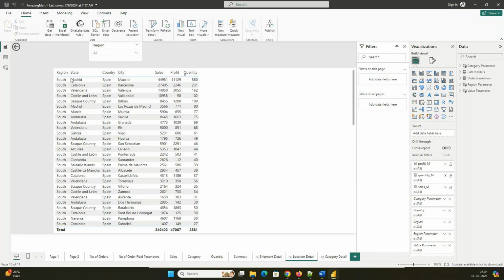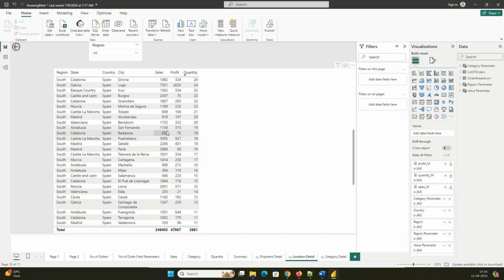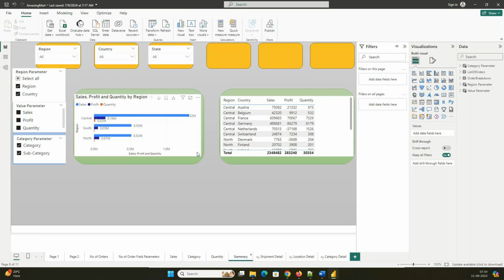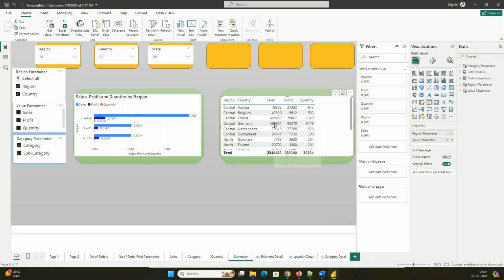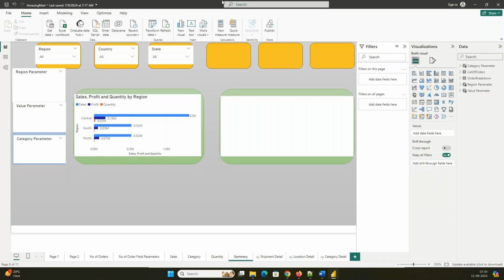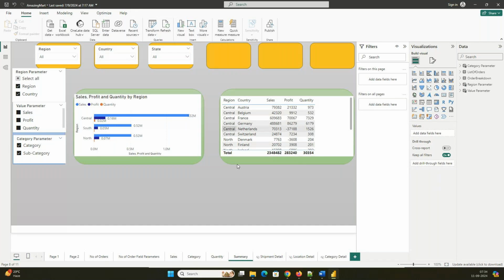If you see across South region, state, country, and then city, what is the sale, profit and quantity? You can see at the complete detail level, but at a summary level, someone at the top management would not like to see all this. Suppose I go into drill through sales, drill through location. Come on, this is broken. You can keep that aside. We can fix that. But how did we arrive at the summary?